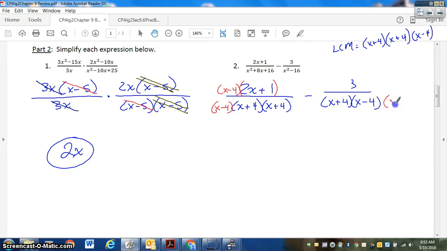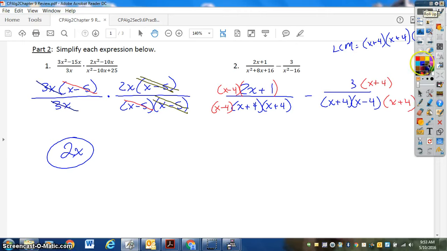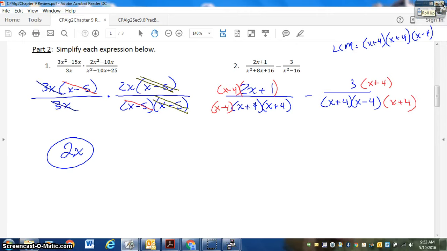In my second fraction, I'm missing an x plus 4. Okay? At this point, the denominators match up, which was the whole goal. So we can write this as x plus 4 times x plus 4 times x minus 4. Up top, let's FOIL. This is 2x squared plus 1x minus 8x minus 4. FOIL over here, it's going to be minus 3x minus 12.